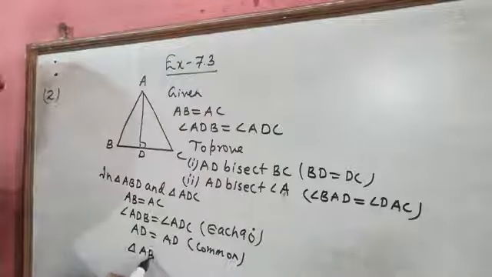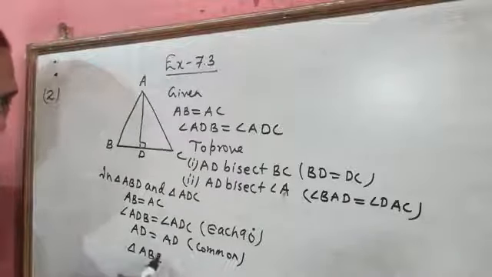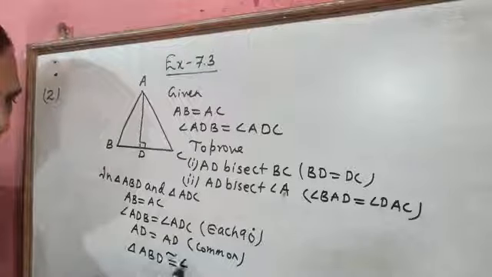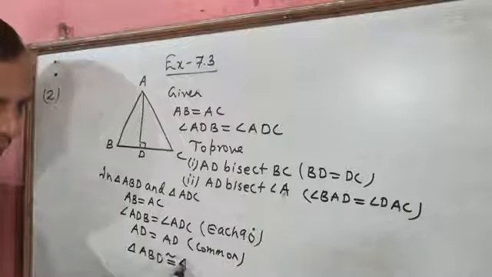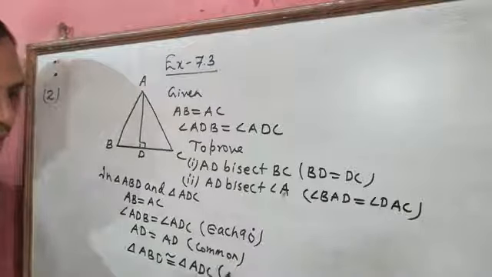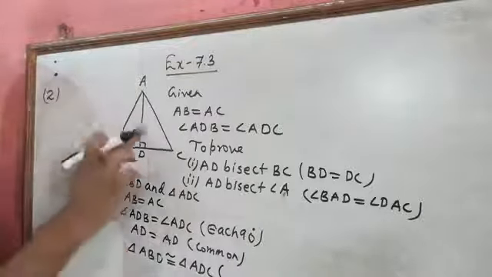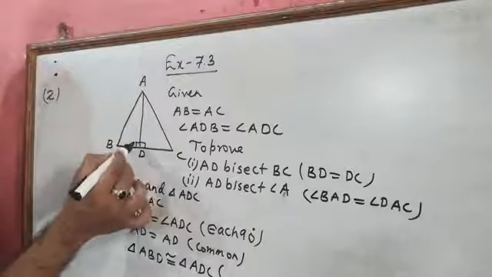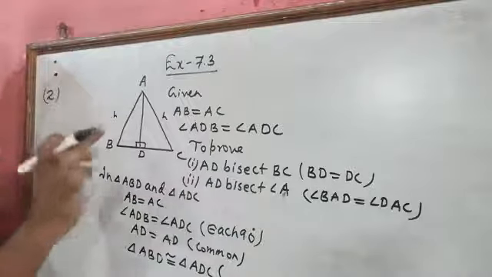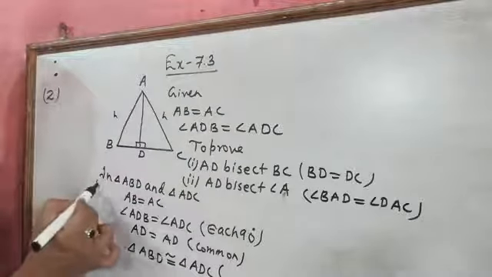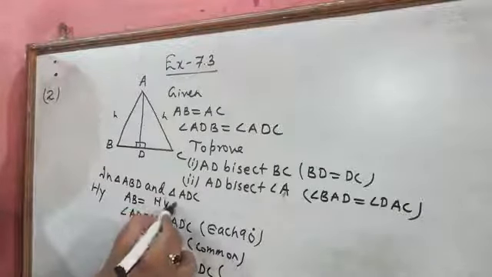Triangle ABD congruent to triangle ADC. Now we have to see the criteria very carefully. AB equal to AC. This is the right angle triangle. The side opposite to the right angle is the hypotenuse. This is also the hypotenuse. So AB and AC are the hypotenuse sides. We write HY. HY stands for hypotenuse. Hypotenuse AB is equal to hypotenuse AC.